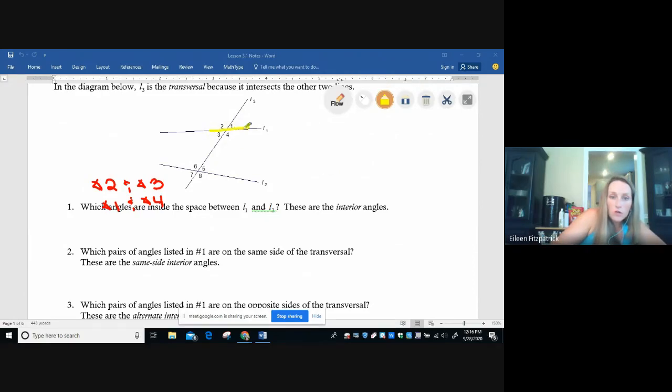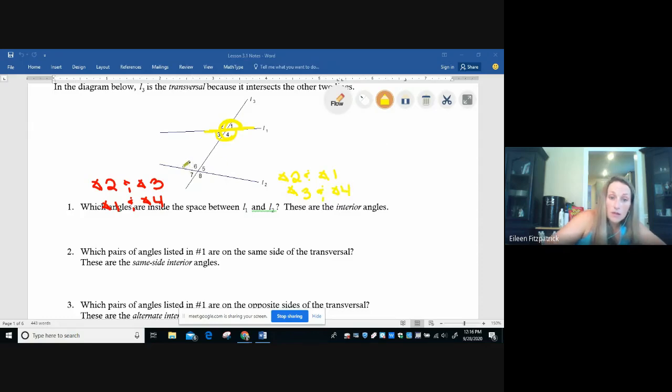Which angles will add up to give me that yellow line? Well, if I add 1 and 2 together, that'll give me 180 degrees. And 3 and 4 will give me 180 degrees. So I'm going to just list them here actually. Angle 2 and 1, and angle 3 and angle 4.